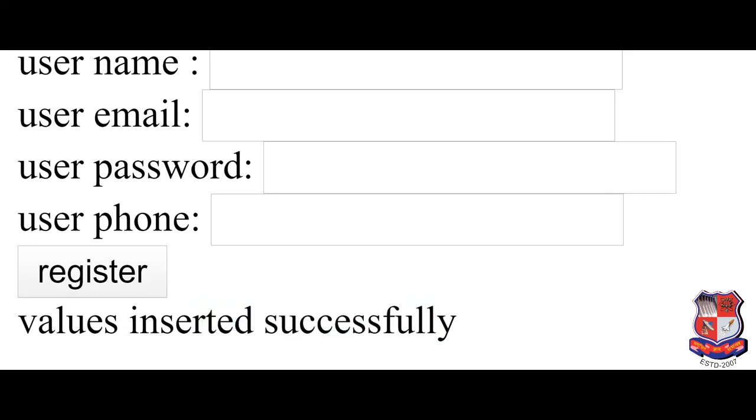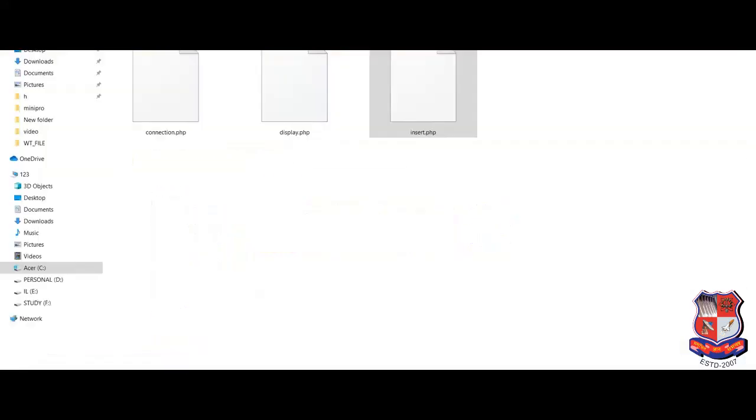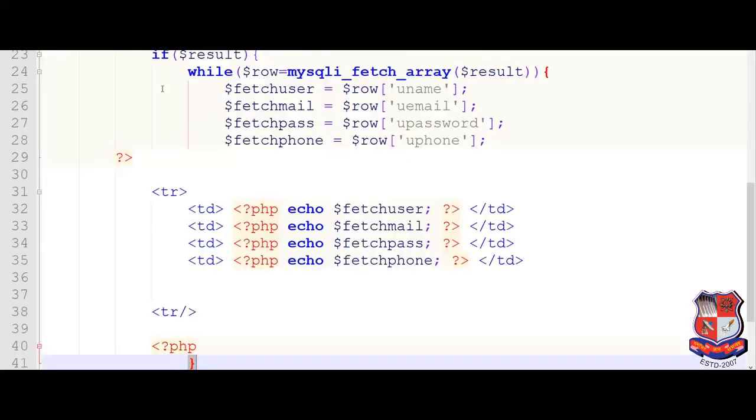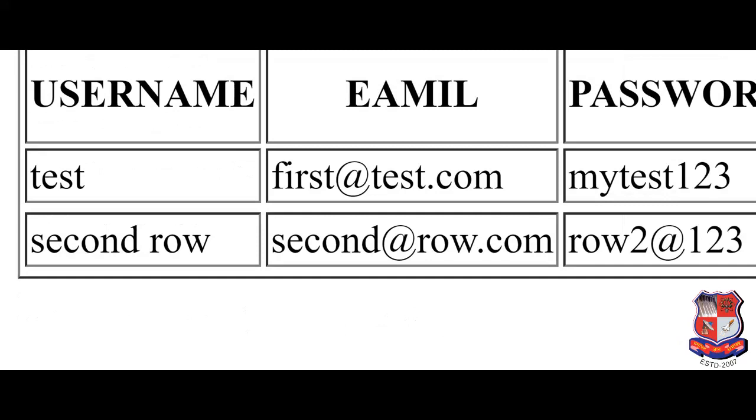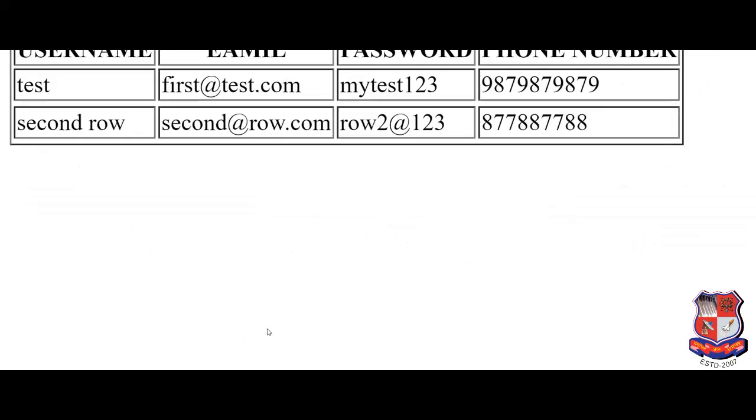Now let's check in the dashboard, or we can say display the values. The display.php file. So this one, the second row is also visible.